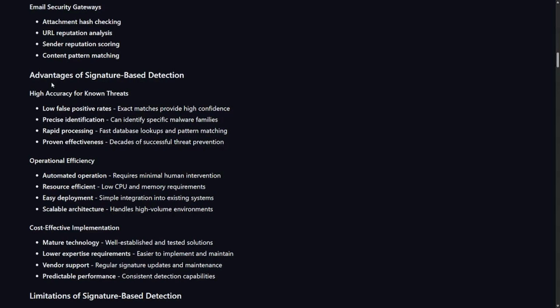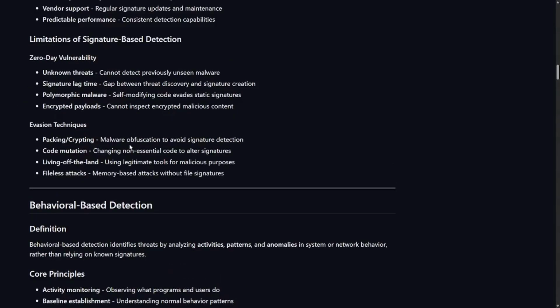Advantages of signature-based detection: high accuracy for known threats, low false positive rates, exact matches provide high confidence. We're not going to go over all this, right? But I want to go over limitations, right? 0-day vulnerability. They have no idea about this threat. So how are they going to be able to detect it? They're not going to be able to detect it, right?